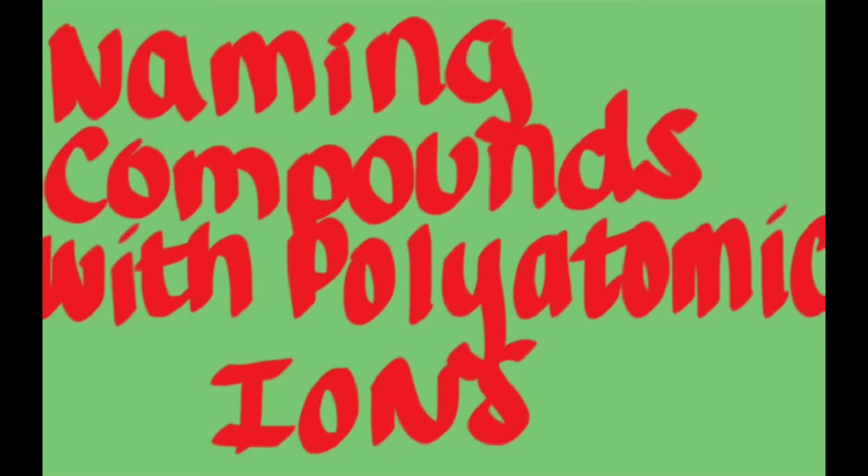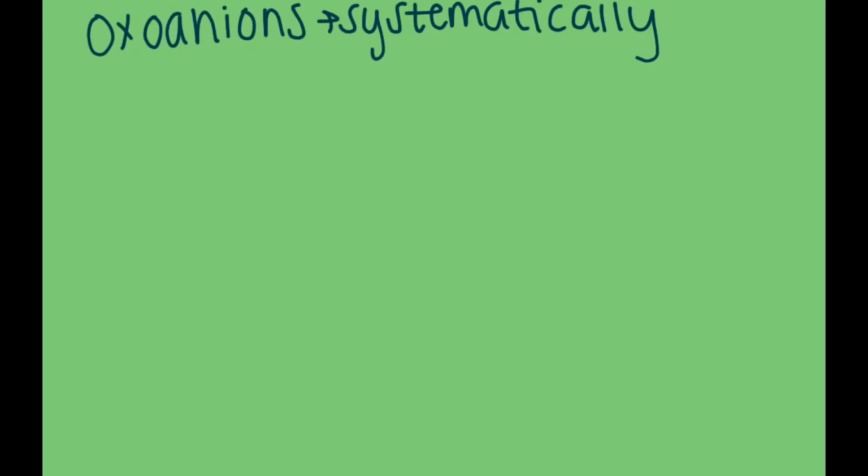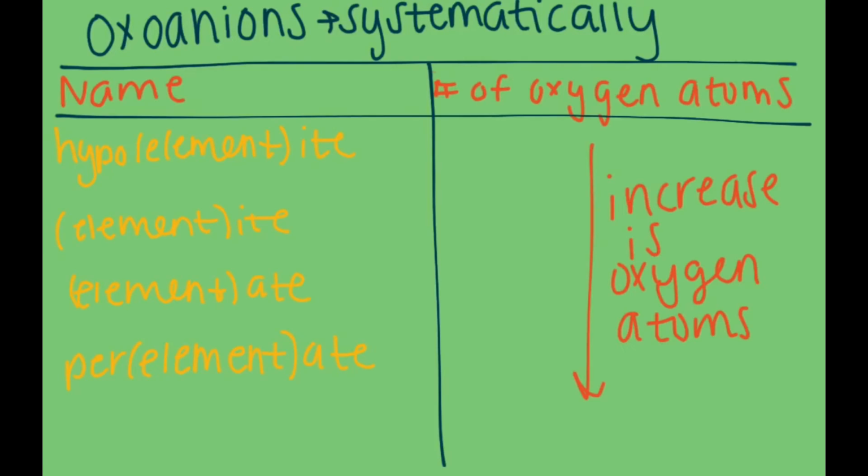So for the next section of the lecture, we have naming compounds with polyatomic ions. In this section, there are not a lot of rules for naming polyatomic ions, as the names should be memorized. As shown in this picture, these are some common polyatomic ions. Polyatomic ions where oxygen is combined with another nonmetal are called oxoanions and can be named systematically. This chart is a help for naming the oxoanions systematically. As we go down the chart, it means an increase in the oxygen atoms.